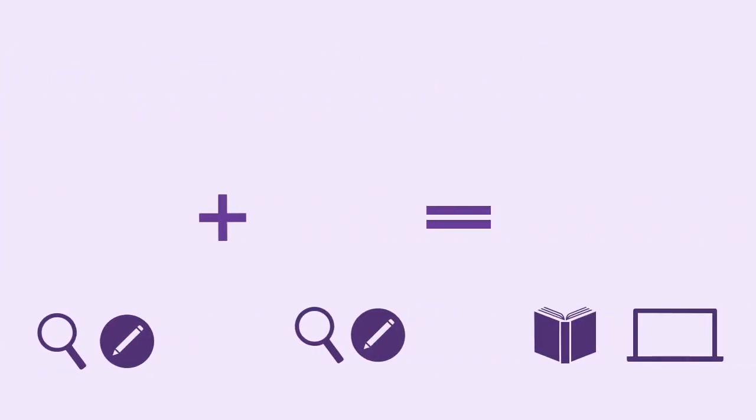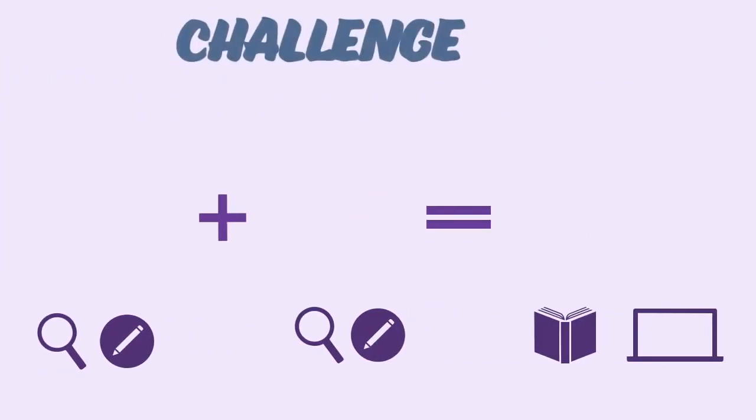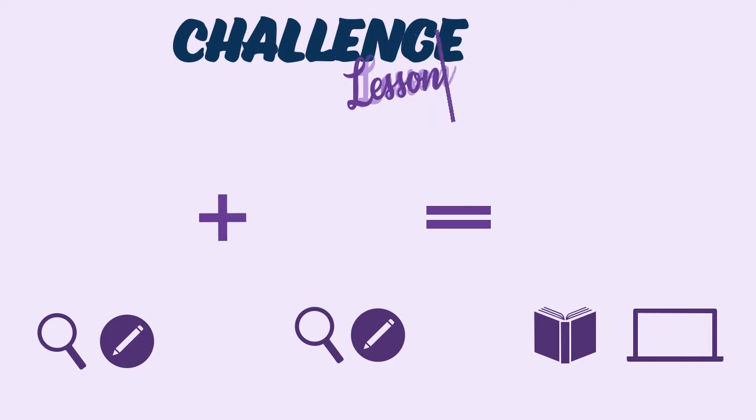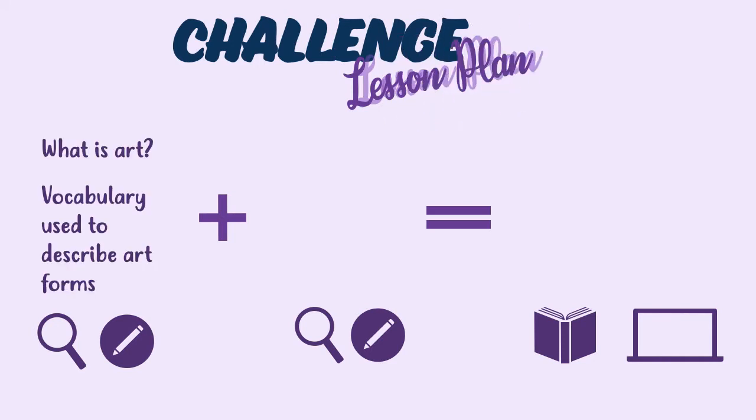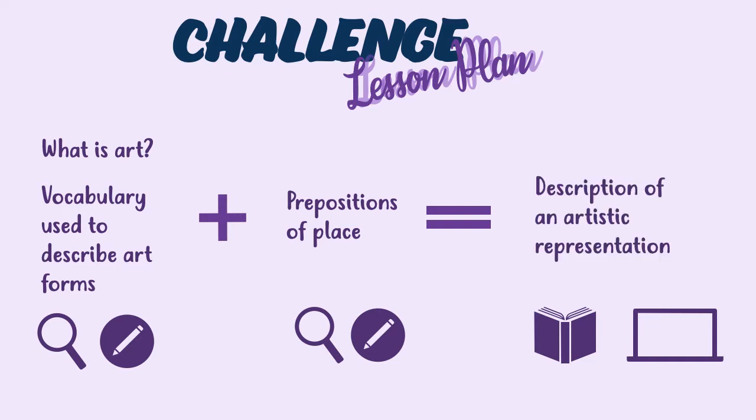Before we can start, let's have a look at how the challenge is organized with a lesson plan. First, we're going to learn what is art and the vocabulary that is used to describe art forms. Then, we're going to use prepositions of place. These two contents are going to help us to write a description of an artistic representation.